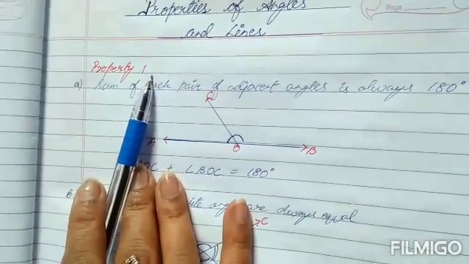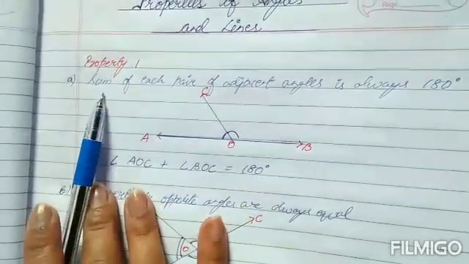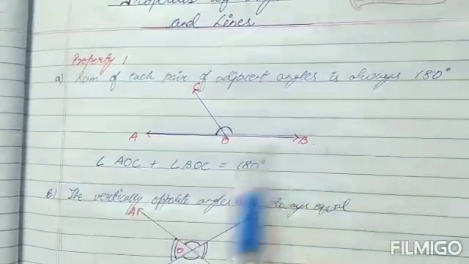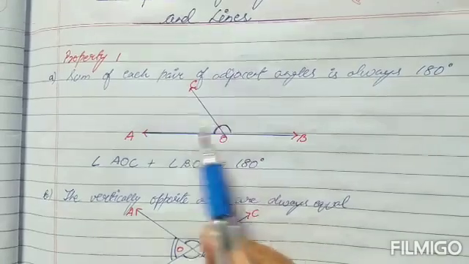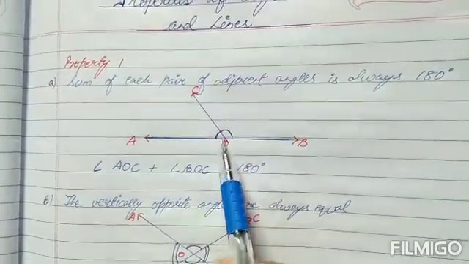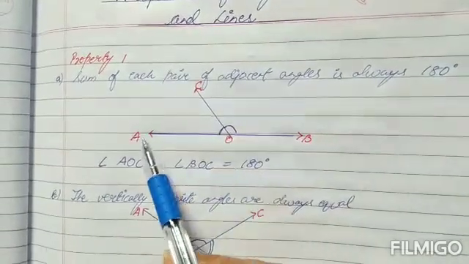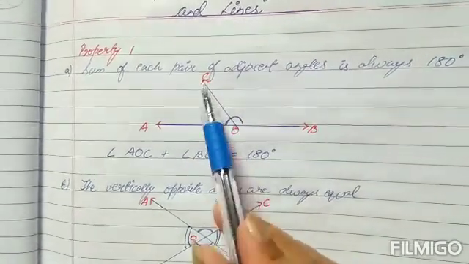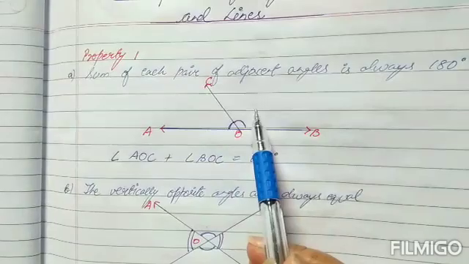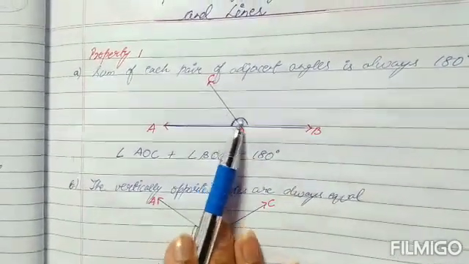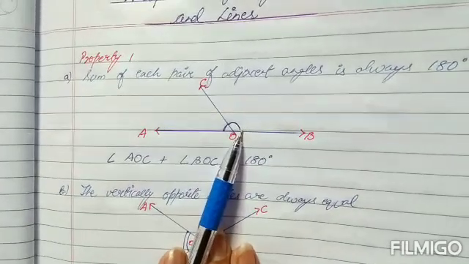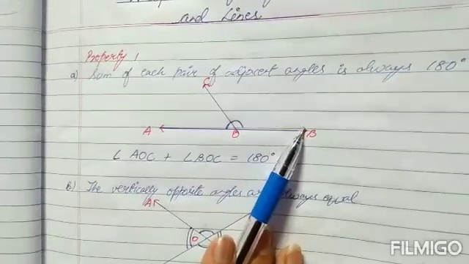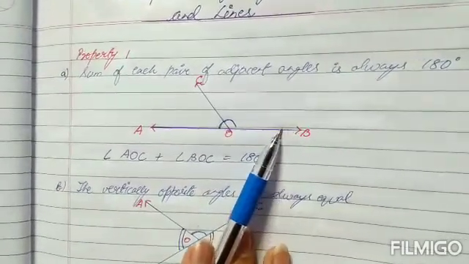It is the similar property that you had learned in the previous lesson. It says the sum of each pair of adjacent angles is always 180. Remember, adjacent angles are the two angles that have a common arm. So if we look at these two, children, AOC and BOC are the two angles that have a common arm OC. So they are known as adjacent angles. And therefore, the sum of these adjacent angles will be 180 if their exterior arms are in a straight line. So that is the first property of it.